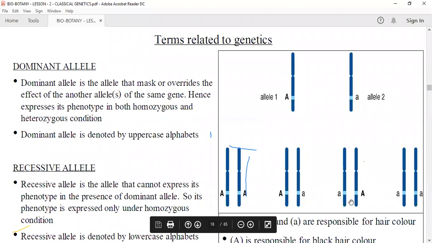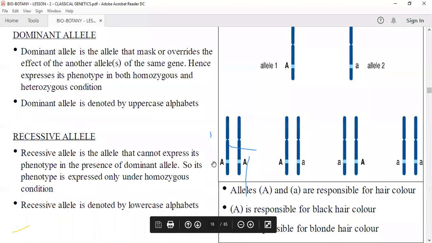This is a heterozygous condition. But whatever it may be, if the capital allele A is present, automatically these three express the character of the dominant. But the recessive can be expressed only in the homozygous condition, not in the heterozygous condition. Here also small a is present, and here also small a is present, but their character is not able to express when the capital A is along with them. Okay, I think you can understand. Shall we move to the next one?